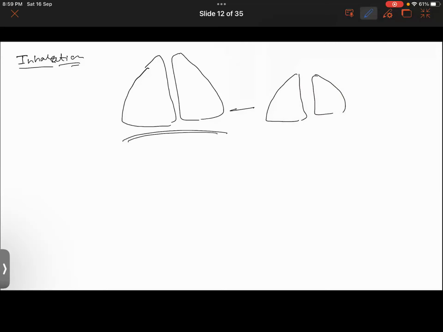In the process of respiration, there would be contraction of muscles that are attached to the ribs on the outer side. If I were to draw the ribs a little bit like this, let's assume that these are the bones of the ribs.